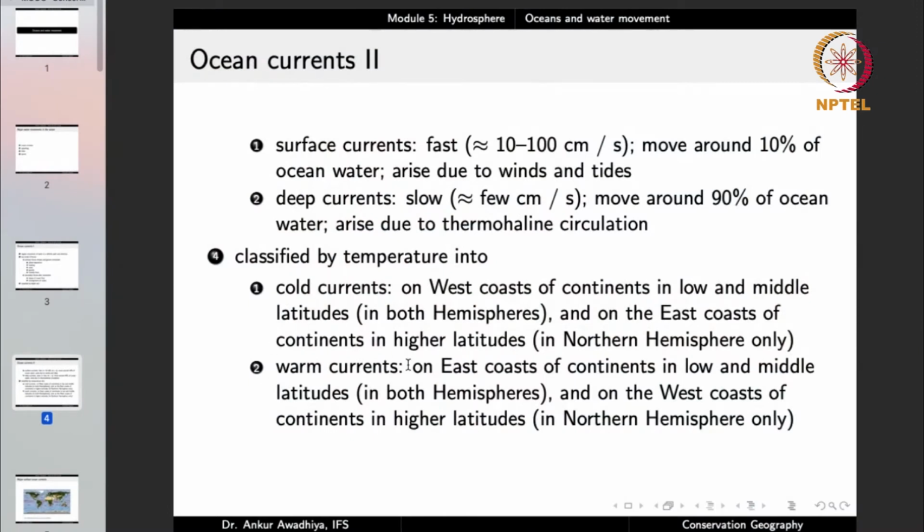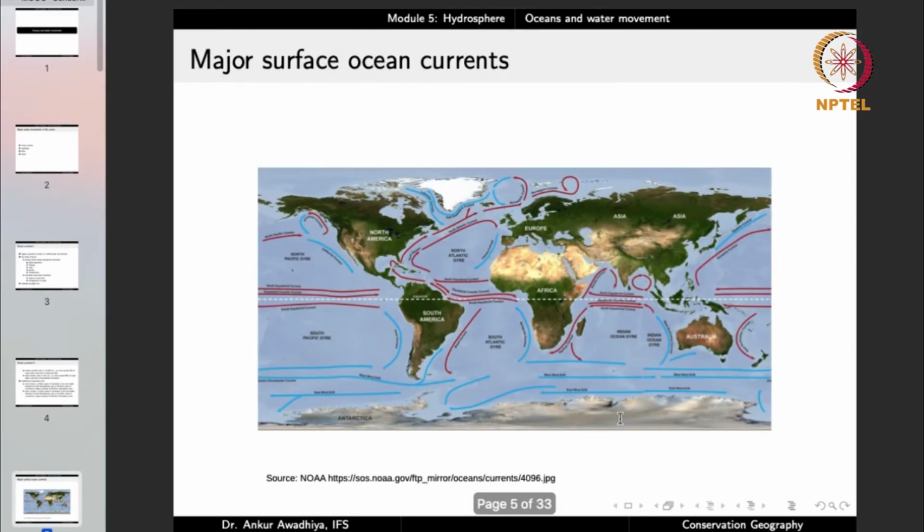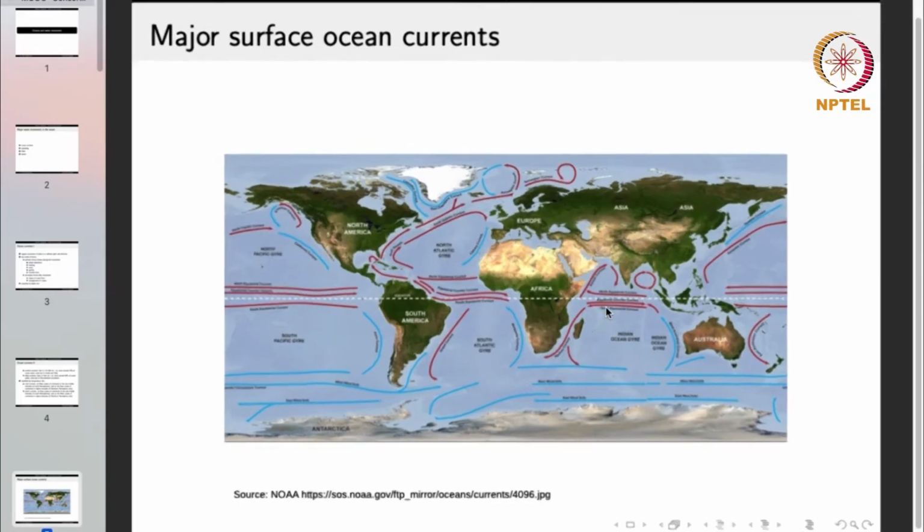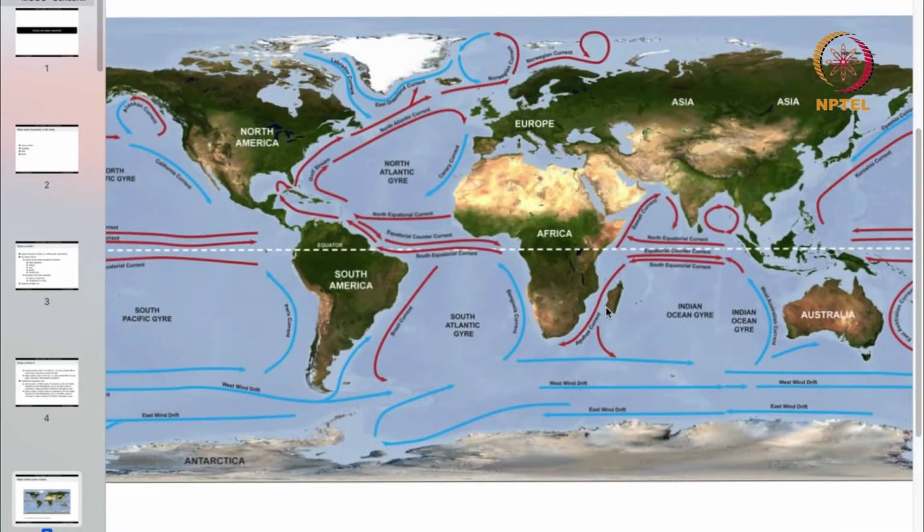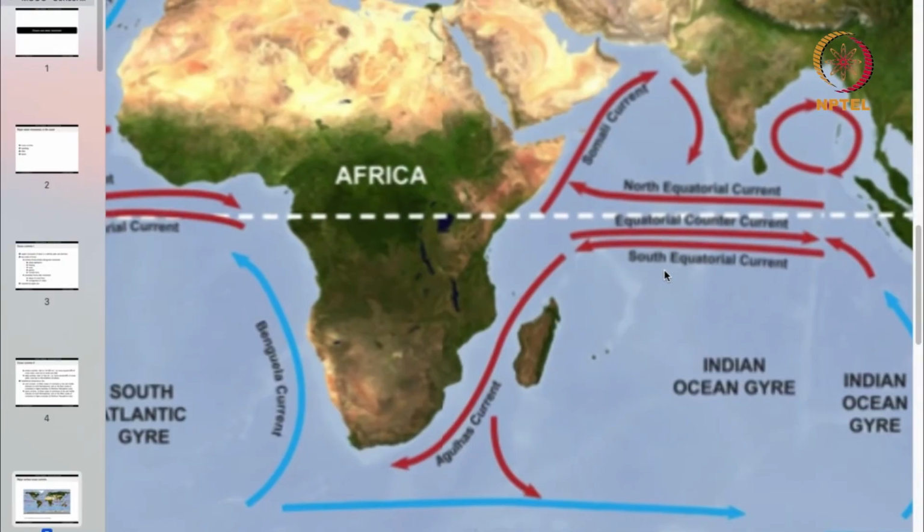Similarly, we have warm currents on the east coast of continents, in low and middle latitudes in both the hemispheres, and on the west coast of continents in the higher latitudes in the northern hemisphere. So this is how it looks. In this chart, the red color is indicating the warm currents and the blue color is indicating the cold currents. Now let us zoom up this chart and have a look.